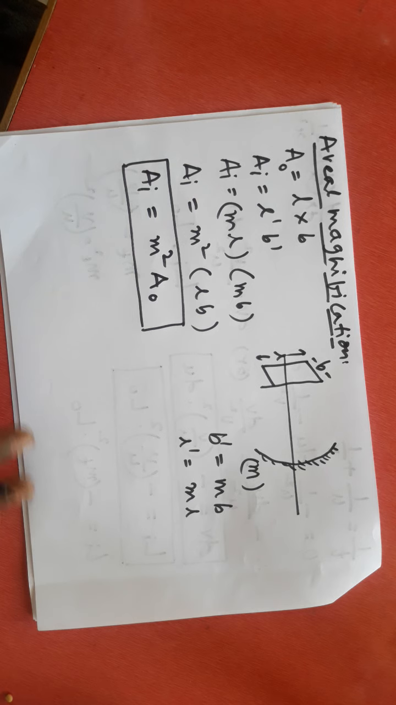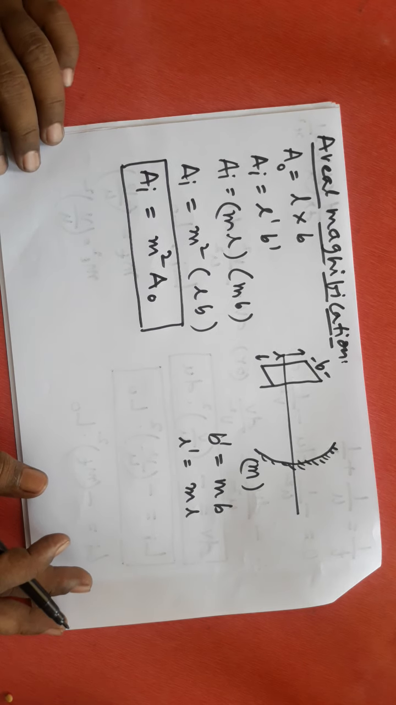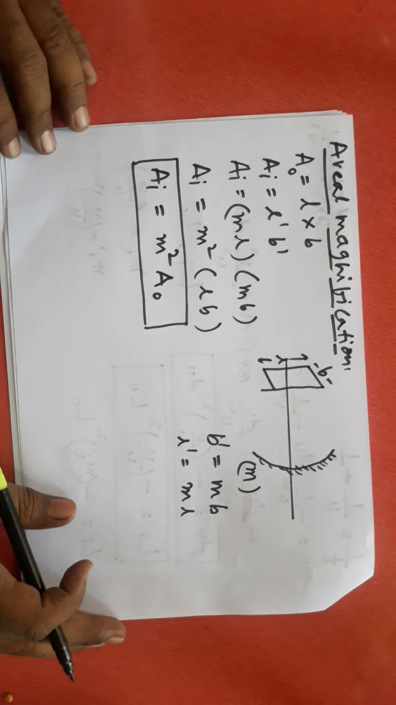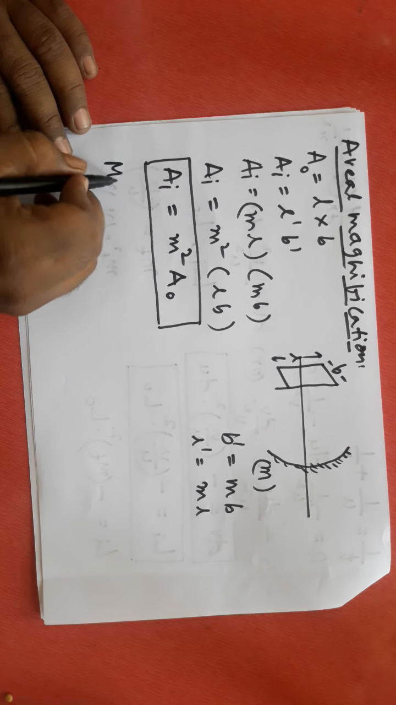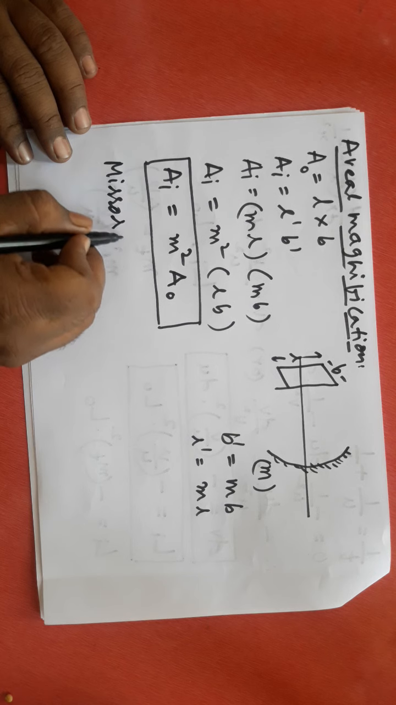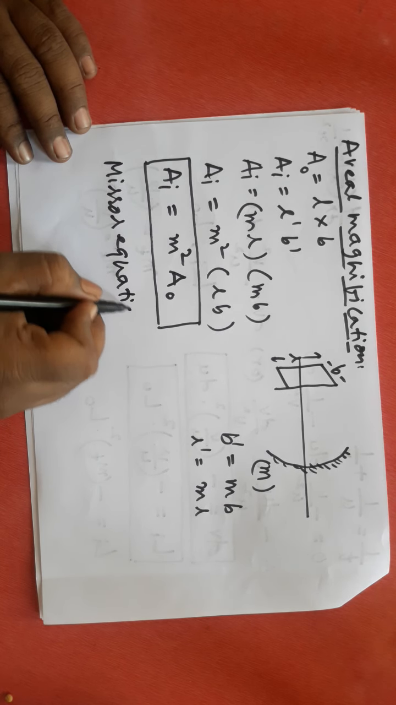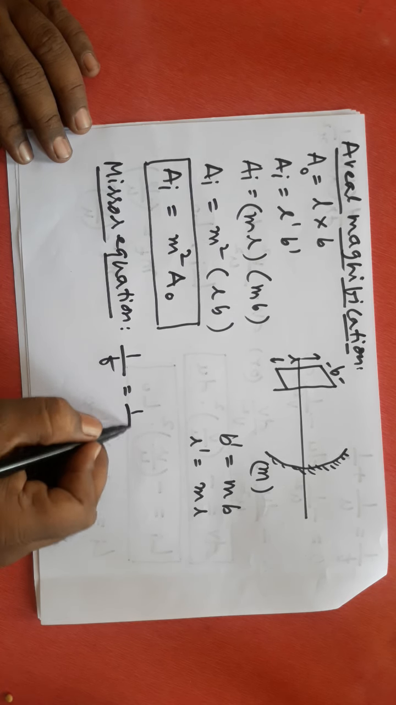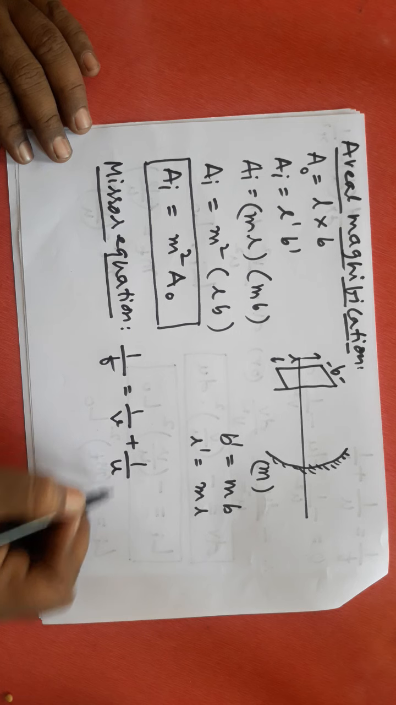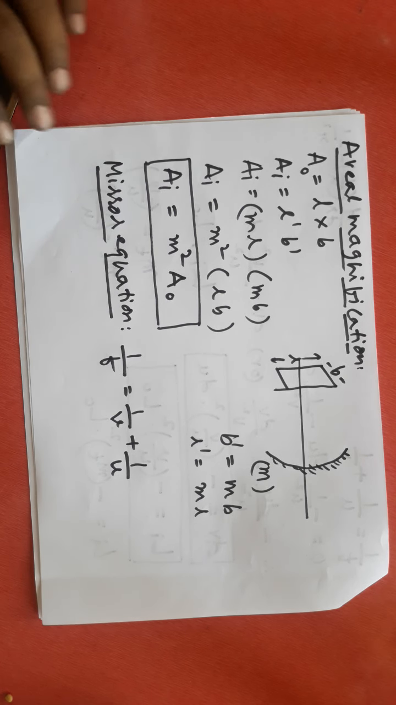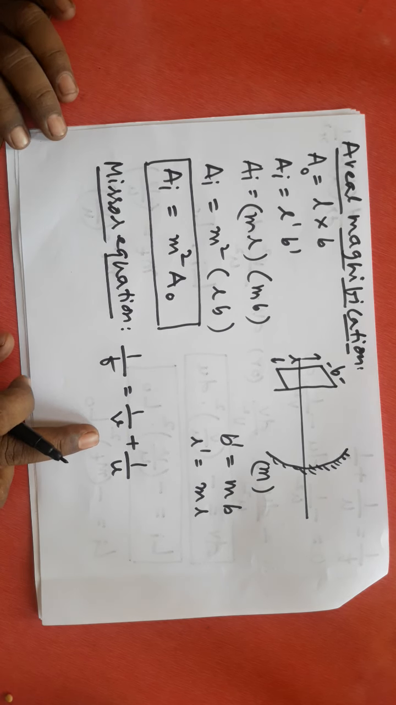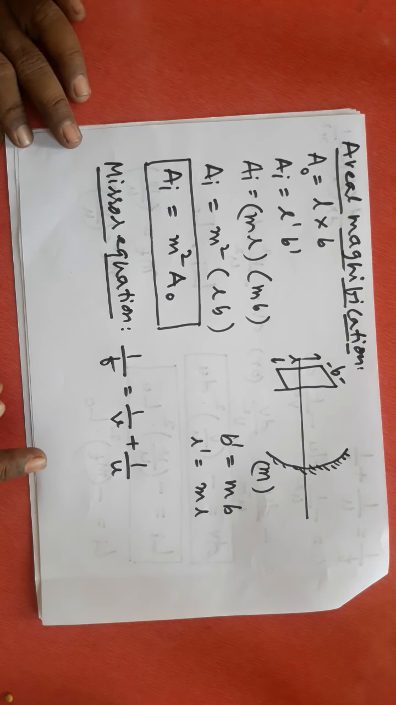Okay. Then how to express the linear magnification? See, these are the three types of magnifications. After these three types of magnification, we have also studied the mirror equation. What is the mirror equation? 1 by f is equal to 1 by v plus 1 by u. In solving the numericals related to this equation, sign convention becomes very important.